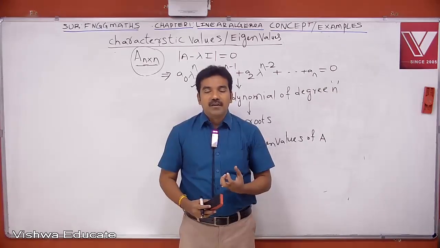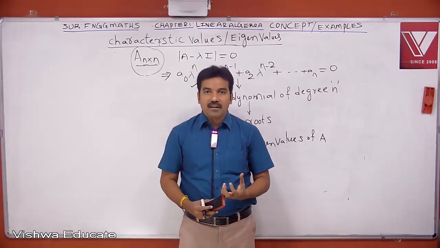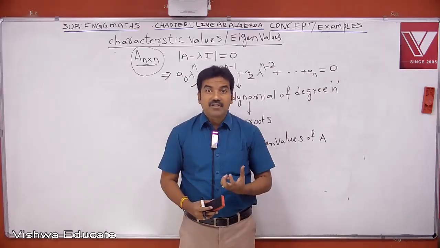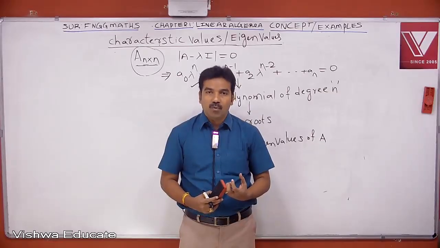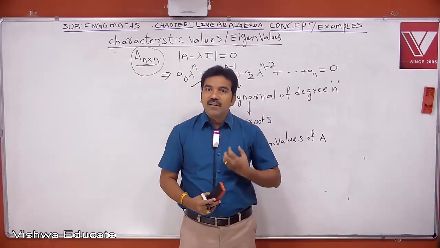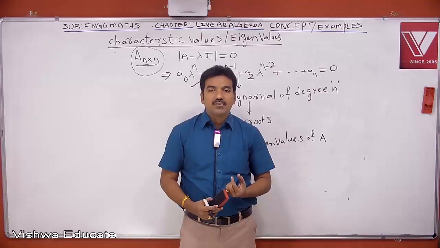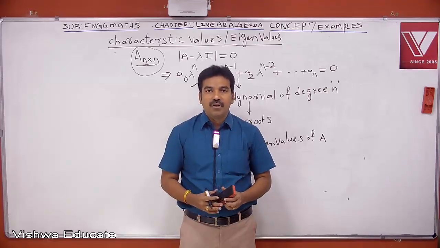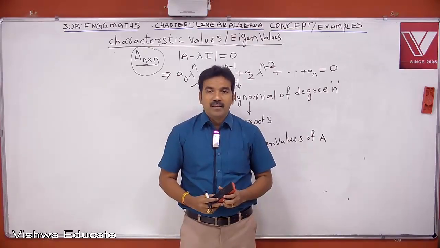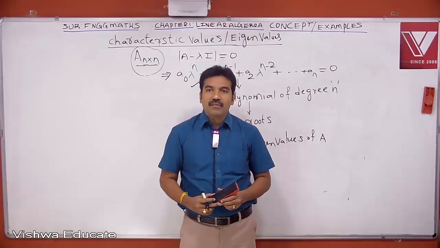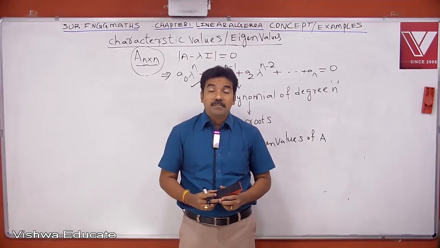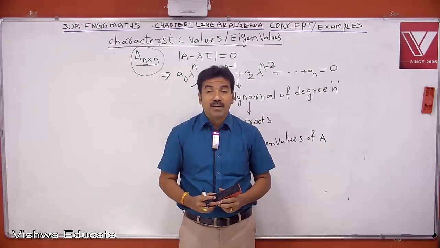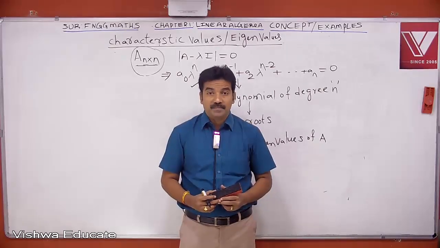If you ask me to find the eigenvalues of a 2 by 2 matrix, when I define its characteristic equation, you get a second degree polynomial expression a lambda square plus b lambda plus c equal to 0. Even if you are unable to factorize it, we have a direct formula. What is the formula to find the roots of a quadratic equation a lambda square plus b lambda plus c? Lambda equals minus b plus or minus root over b square minus 4ac, divided by 2a.